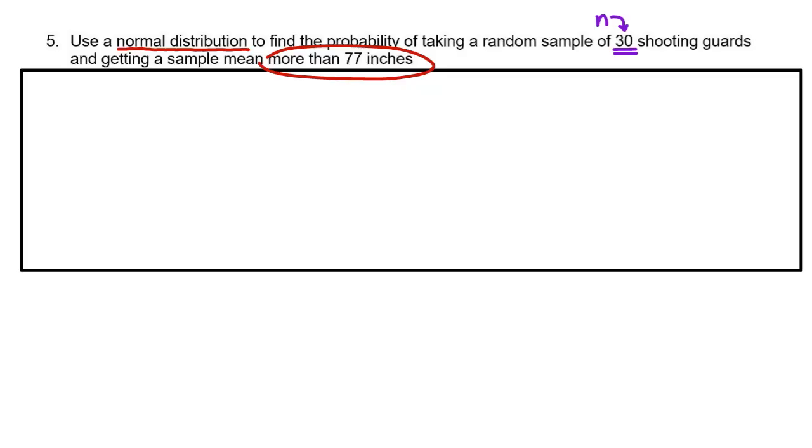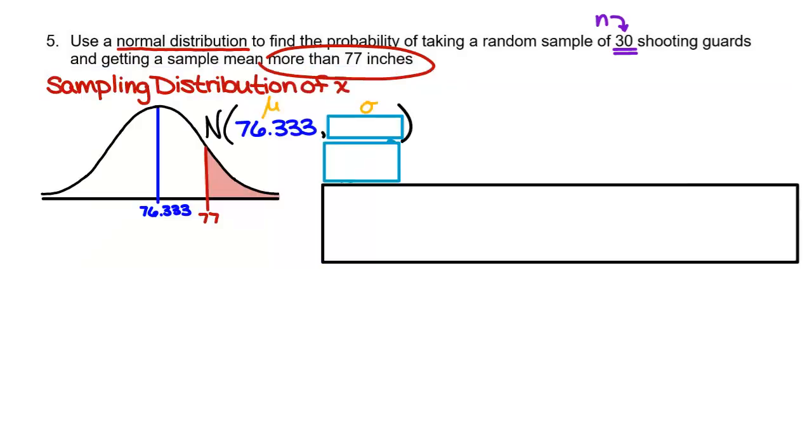Which way should your picture be shaded? To the right, because it says more than 77 inches. So your picture should look something like this.